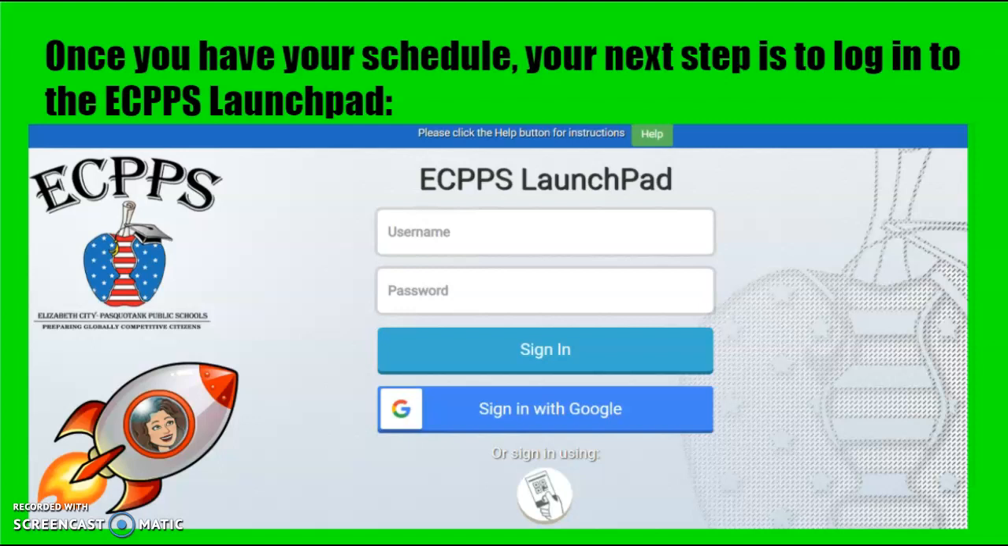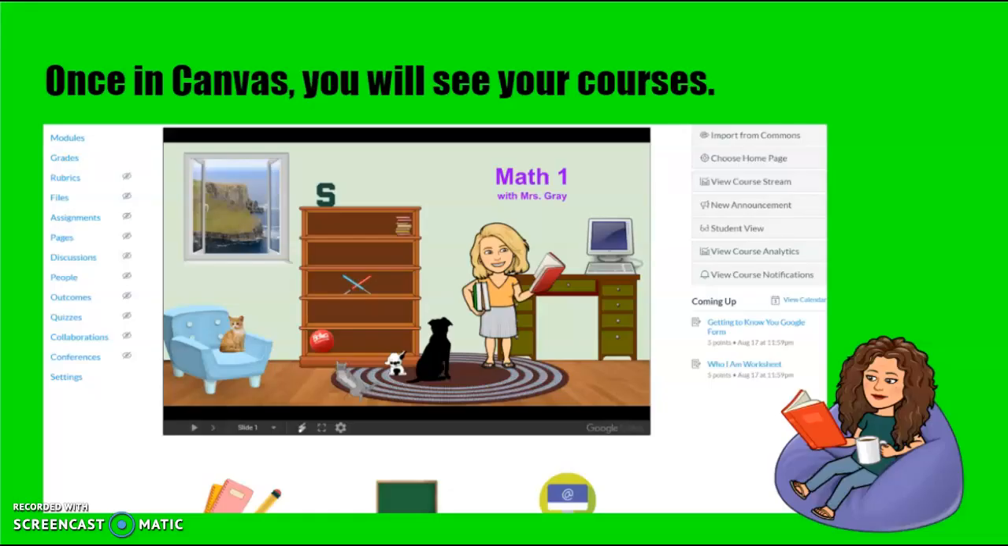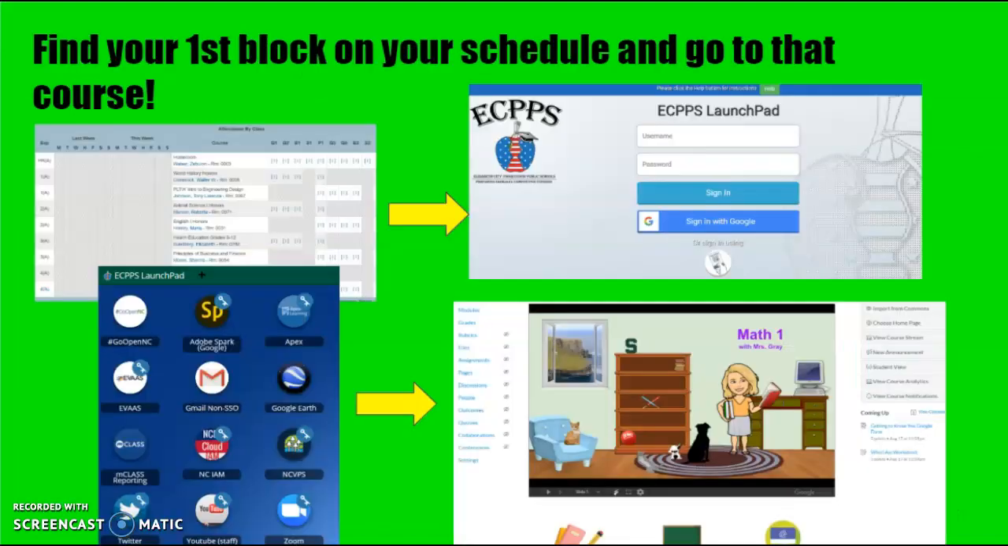After you've gotten your schedule, then you need to log into the ECPPS Launchpad. Many of you already know how to do this because you've used this quite a bit already. You put in your username and your password. Once you do that, the icons will pop up and you need to look for the Canvas icon, which is the NCEdCloud IAM icon. You'll click on that and then you will see Canvas and your course is in Canvas, and they may look something like this.